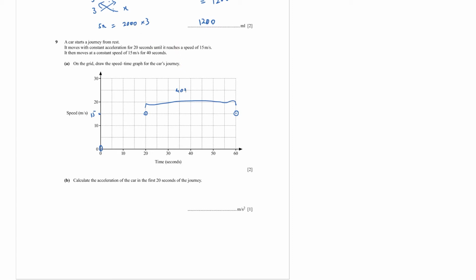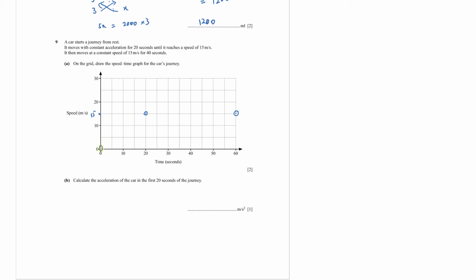So let me erase this so that now I can draw my graph. So how do I connect these two dots? Through a straight line, or a curve? So we are given here, it moves with constant acceleration. That means the gradient of your speed time graph is constant. So how do you get a constant gradient? A straight line has a constant gradient. So this line here between these two points will be a straight line.